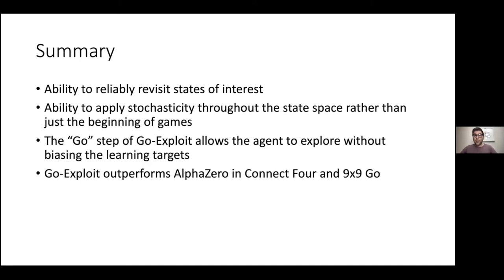So the go step of sampling the initial state from the archive is itself an exploratory mechanism that then reduces GoExploit's need for action sampling, which then reduces the exploratory bias on the learning targets for the policy value network, enabling it to learn more accurate value estimates quicker than AlphaZero. And we were able to see that in the learning plots that I presented for both Connect4 and 9x9Go.